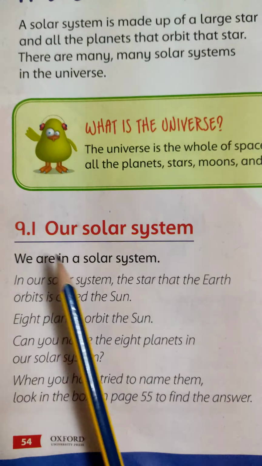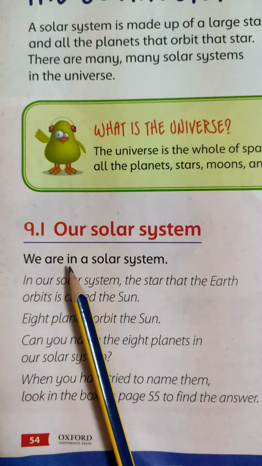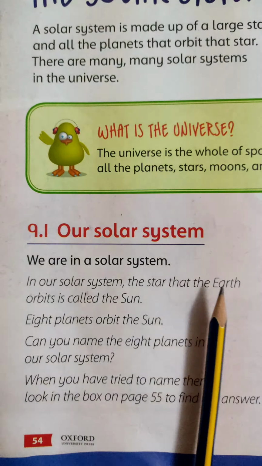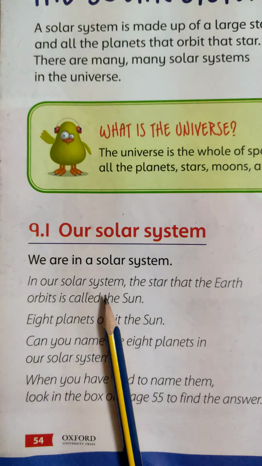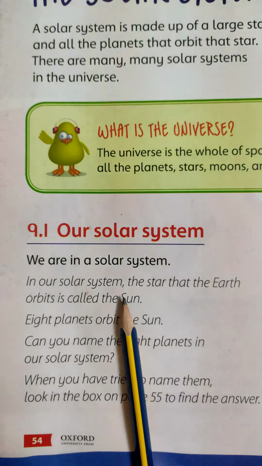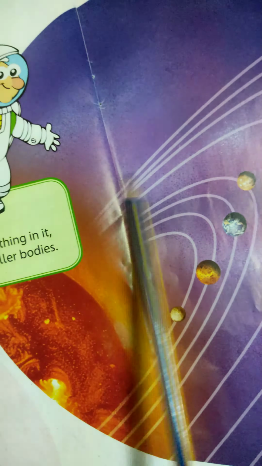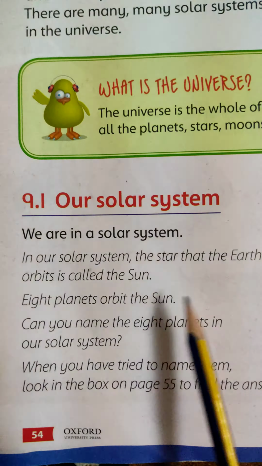So look at here, our solar system. We are in a solar system. In our solar system, the star that the earth orbits is called the sun. 8 planets orbit the sun.